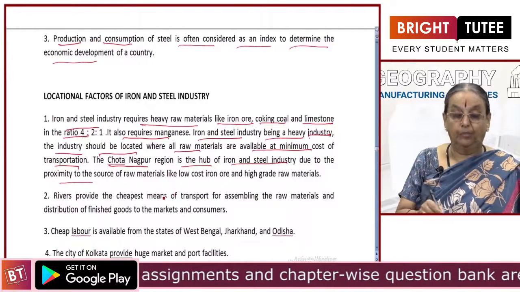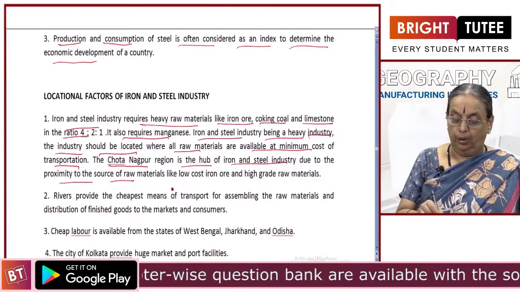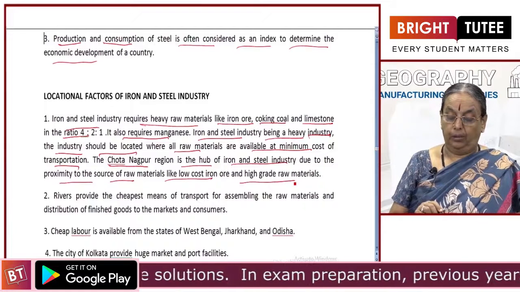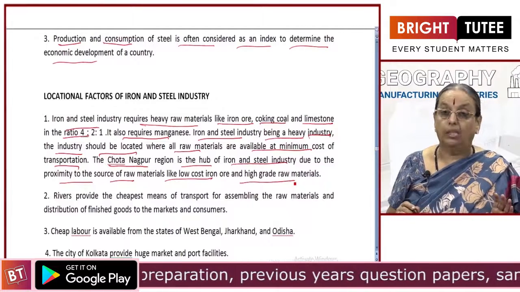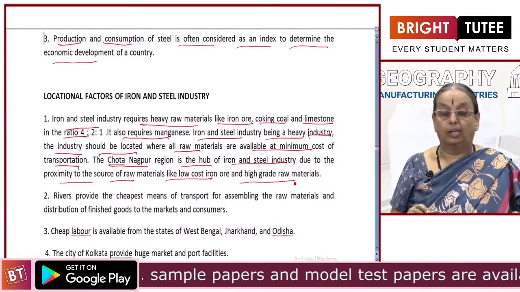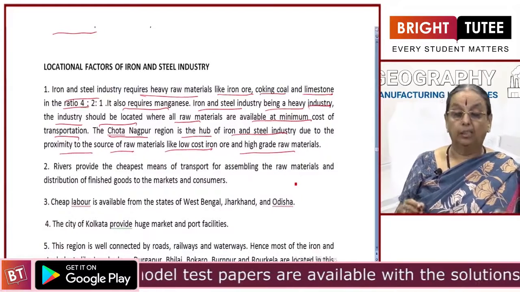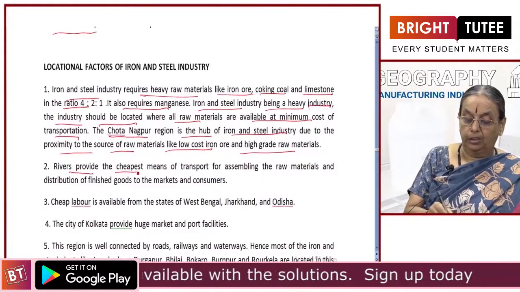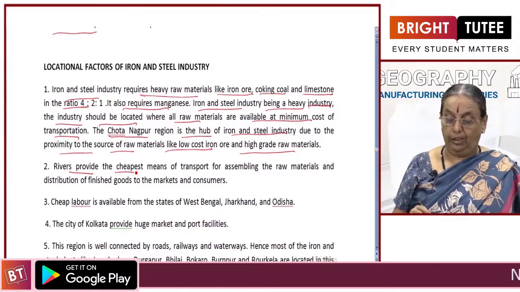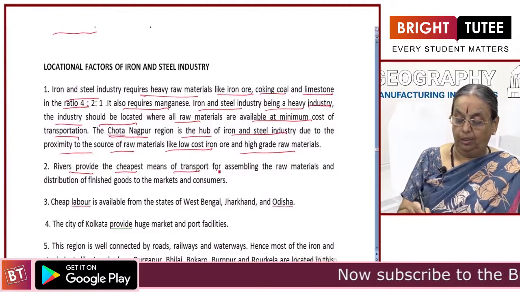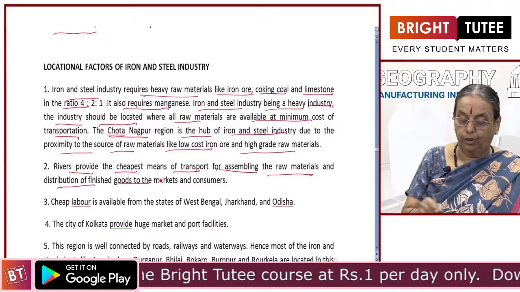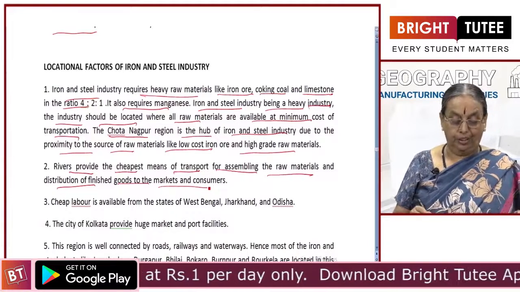This is due to the proximity of the sources of raw materials, like low cost iron ore and high grade raw materials. The first and foremost is the availability of iron ore and also the high grade raw materials which are available in this region. And the second and most important point, you all know rivers are the cheapest means of transport for heavy goods. Iron and steel being a heavy industry, rivers provide the cheapest means of transport for assembling the raw materials and also for the distribution of finished goods to the markets and consumers.